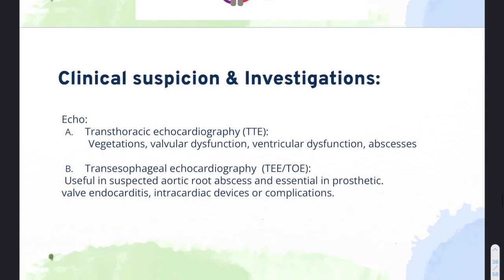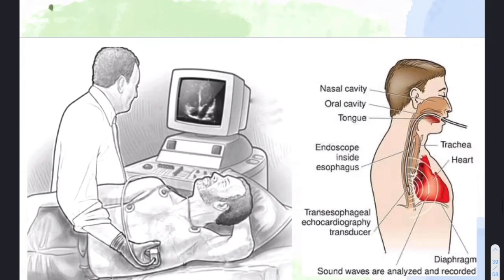The second type is transesophageal echocardiography. It's useful in suspected aortic root abscess and essential in prosthetic valve endocarditis and endocardial device complications. It's invasive, it's second line, and it can rule out.